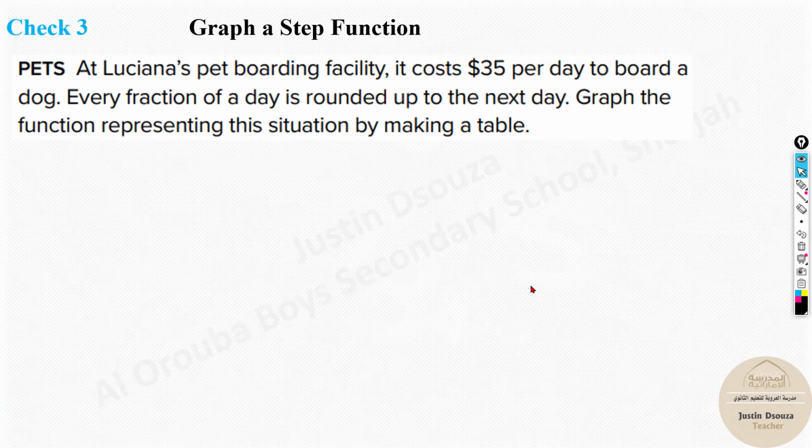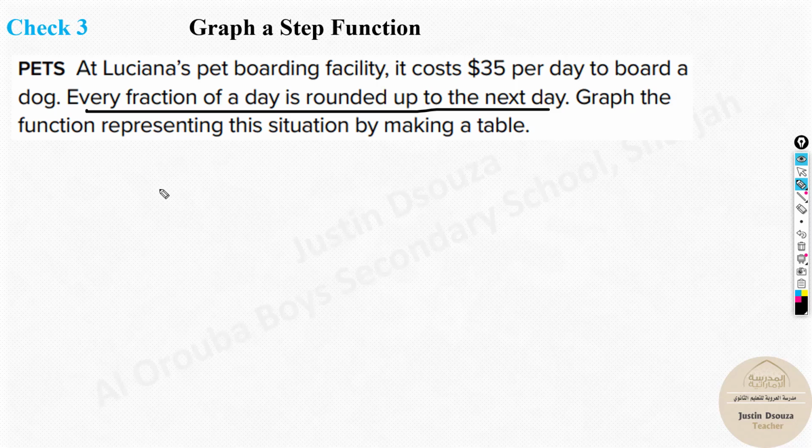Let's see this one. At Louisiana's pet boarding facility, it costs $35 per day to board a dog. Every fraction of a day is rounded up to the next day. Graph the function representing the situation and make a table. Here there is an important thing which you must understand. Every fraction of a day is rounded up to the next day. This says that every partial day is rounded up to the next day.